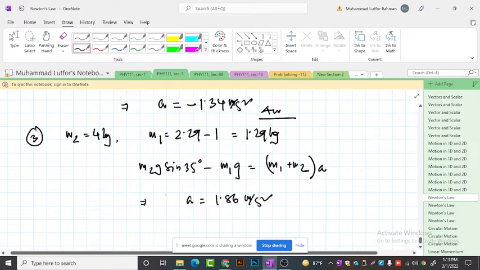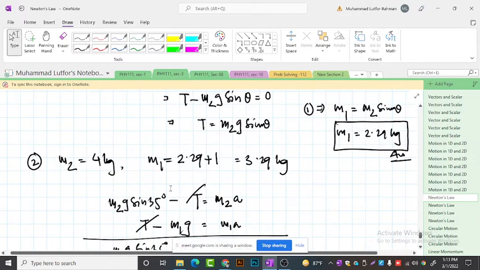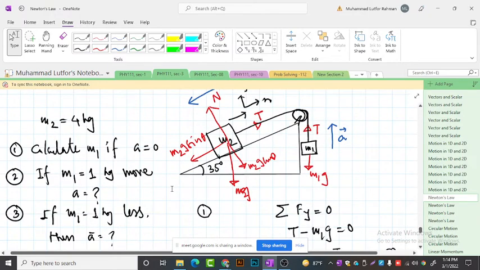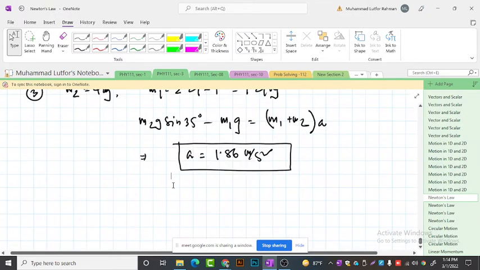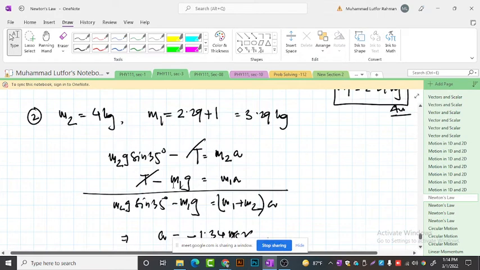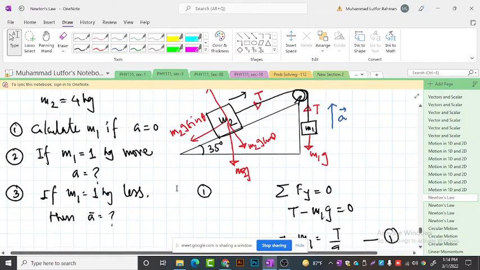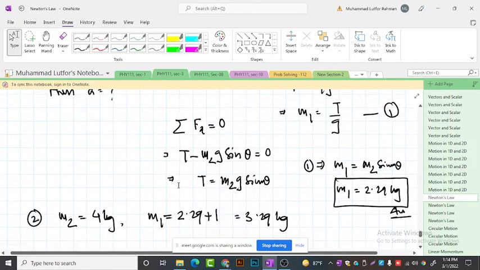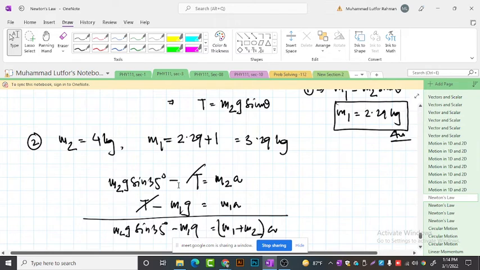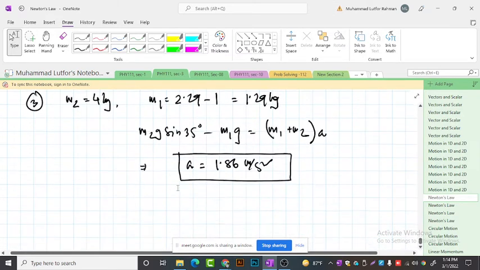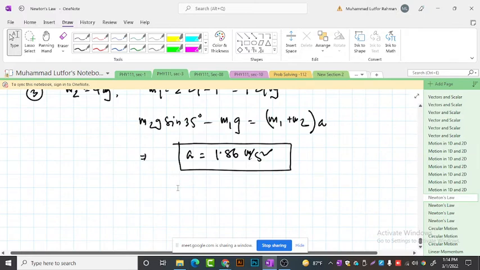Right now I find that a is positive. That means when M1 is 1.29 kg, M2 will move downward with an acceleration of 1.86 meter per second square, whereas when M1 is 3.29 kg, in that case M2 will move upward with an acceleration of 1.34 meter per second square. That's how we can deal with this mass pulley system on an inclined plane.